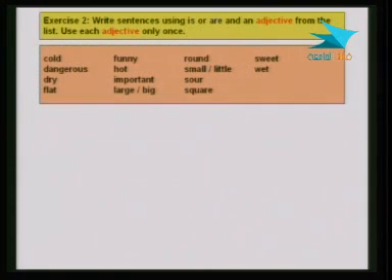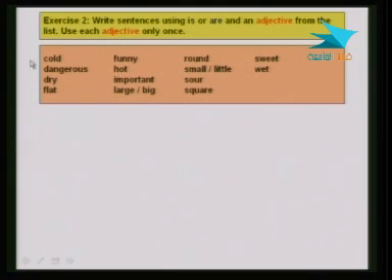All right. Now we'll go to the next slide, exercise number 2. Write the sentences using is or are and an adjective from the list. Use each adjective only once. Here is another exercise. In this box again, we have some words, and I will say them, you repeat after me. يعني أنا راح أقولها وأنت تعيد معي.